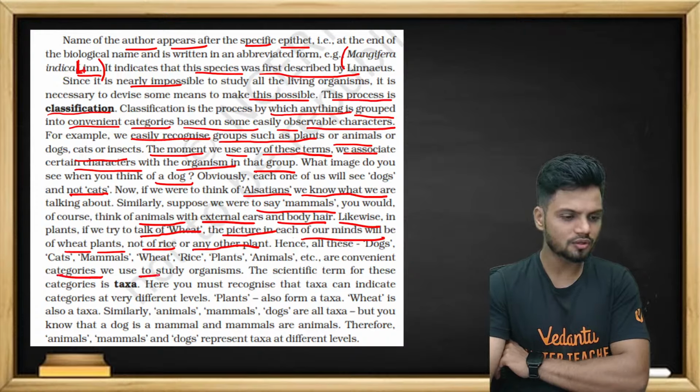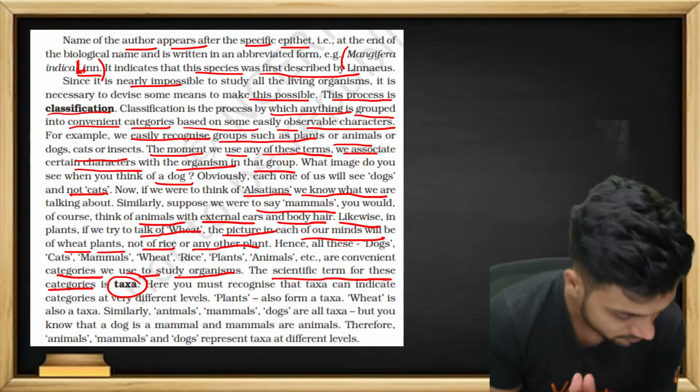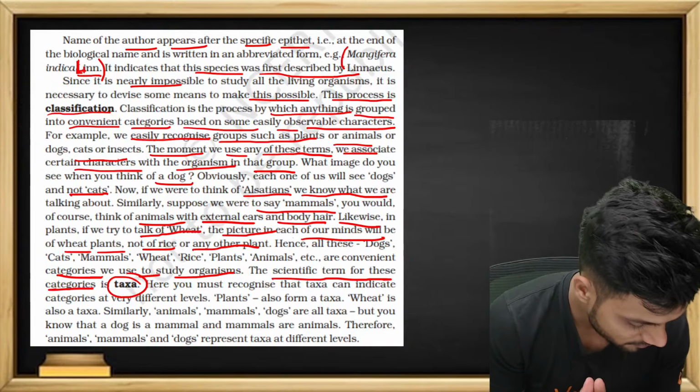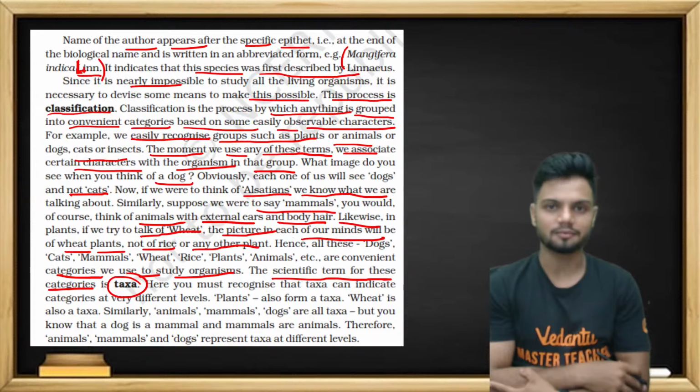Categorized, we used to study organisms. The scientific term for these categories is called taxa. So what is taxa? Taxa is nothing but categories or a rank. Taxa is basically a category or a group or a rank. So when we make such groups, the making of a group is called a taxa.